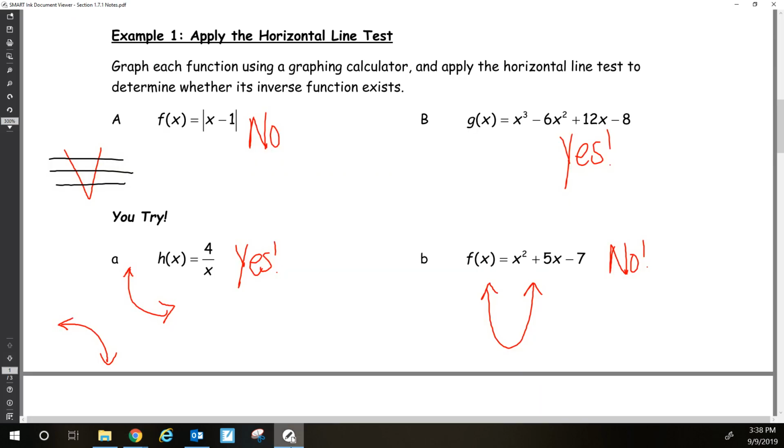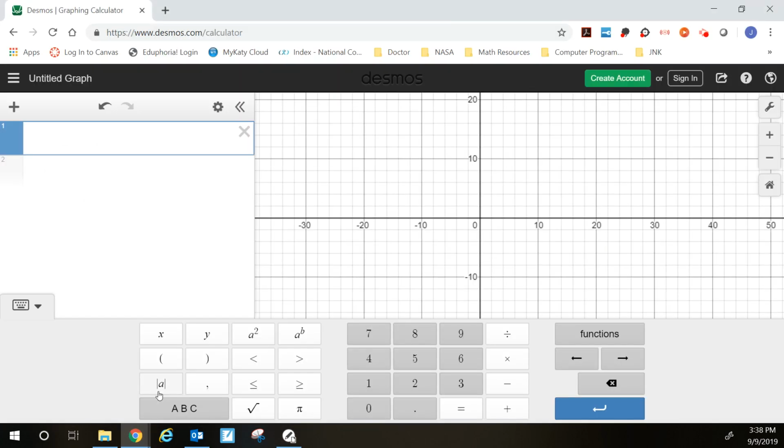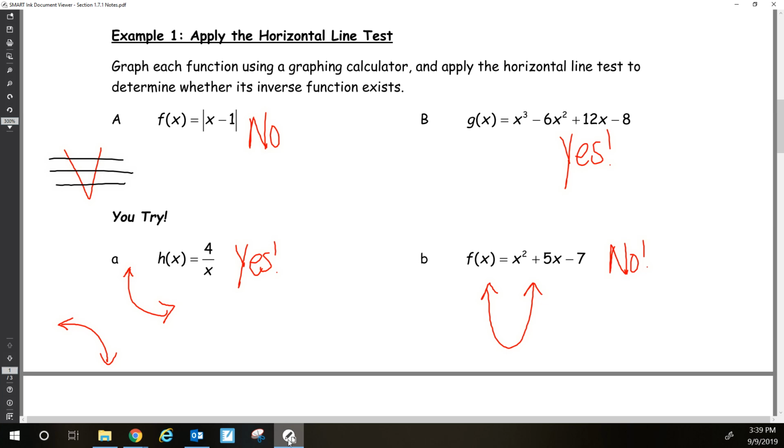And then our other guy was x squared plus 5x minus 7. This guy is very much a regular parabola, which does not pass the horizontal line test. We can see that just right here. We have two x's with the same y. So it doesn't pass the horizontal line test, therefore it does not have an inverse. And so that's all the horizontal line test tells us, is whether it has an inverse or not. In our next video, we're going to talk about how we can find an equation for that inverse.